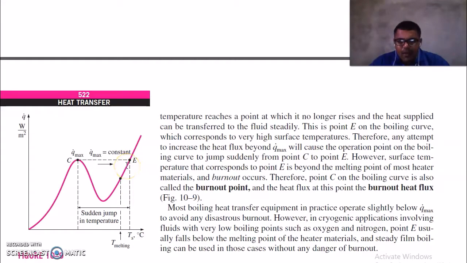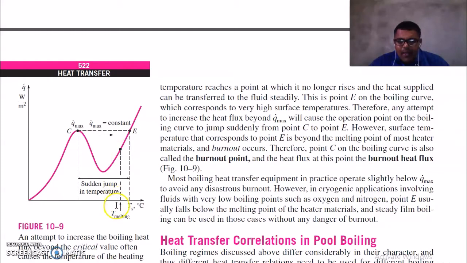This point E on the boiling curve corresponds to a very high surface temperature. Therefore, any attempt to increase heat flux beyond Q maximum will cause the operating point on the boiling curve to jump suddenly from C to point E. It means your heater temperature will suddenly increase from C to E because heat is not being transferred to the fluid and the whole energy is absorbed by the heater. This point E is beyond the melting point of most heater materials and burnout will occur. The melting point of most heater materials lies below the E point, which is this point.